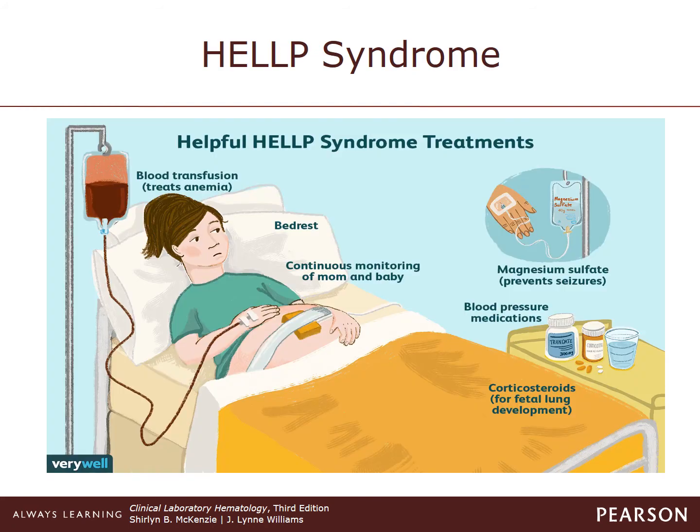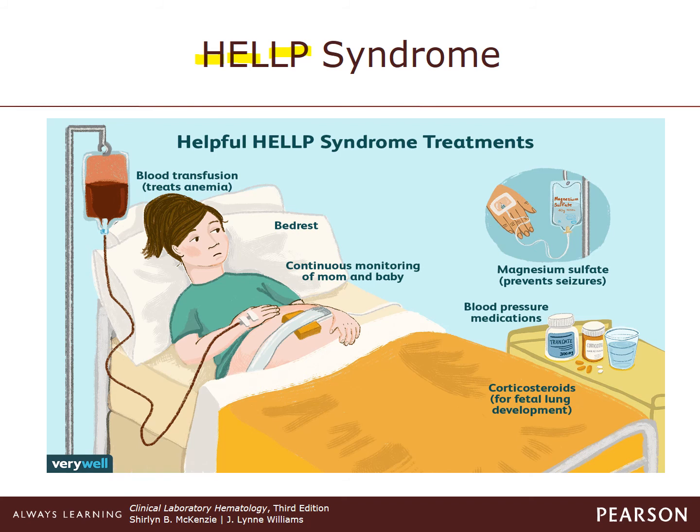Now, HELLP syndrome, I have seen in the hospital, is an obstetric complication that can be associated with and lead to DIC. But again, it falls under the hemolytic anemias. So here, the HELLP syndrome is an obstetric complication with hemolysis, elevated liver enzymes, and low platelets.